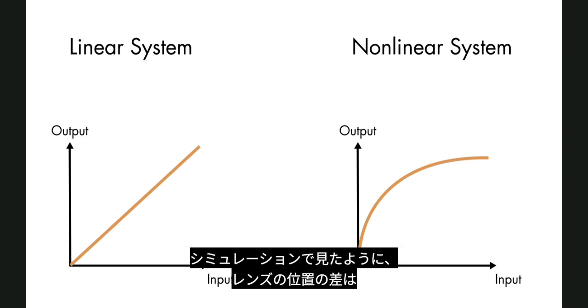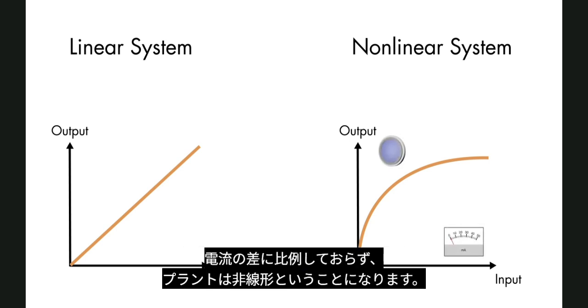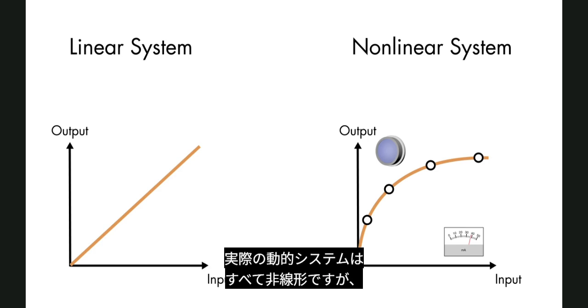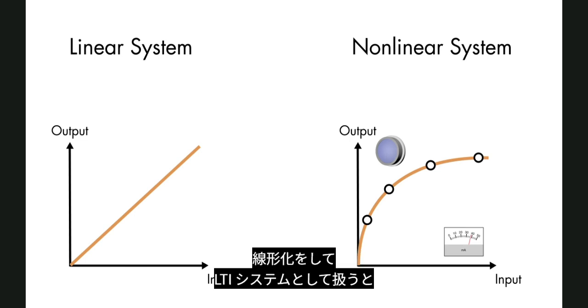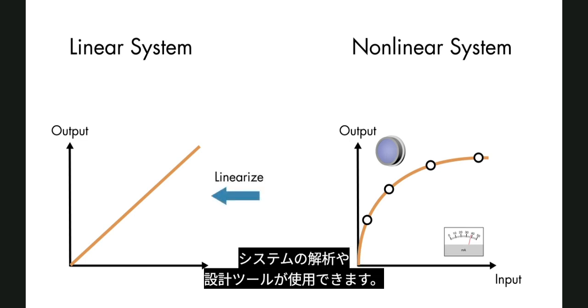As you saw in simulations, the lens position difference is not proportional to the difference in current, meaning our plant is nonlinear. Don't worry, all real-life dynamic systems are nonlinear. But we can still use the analysis and design tools for LTI systems if we linearize them.